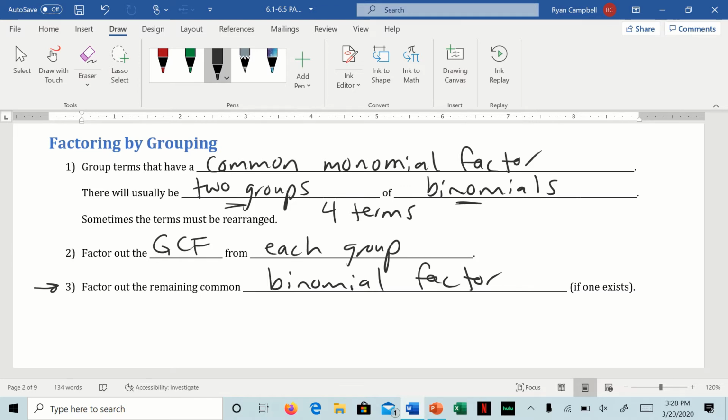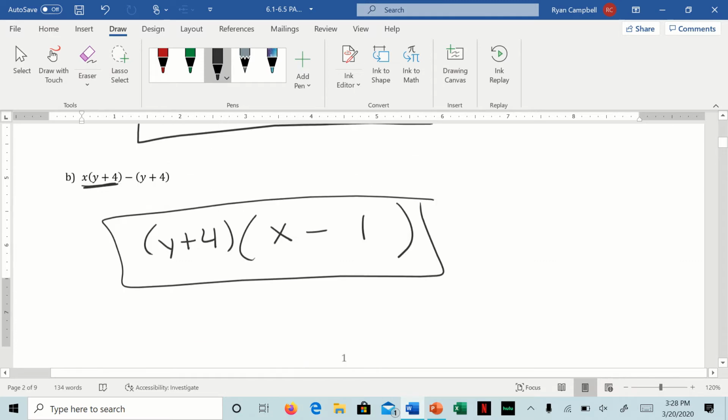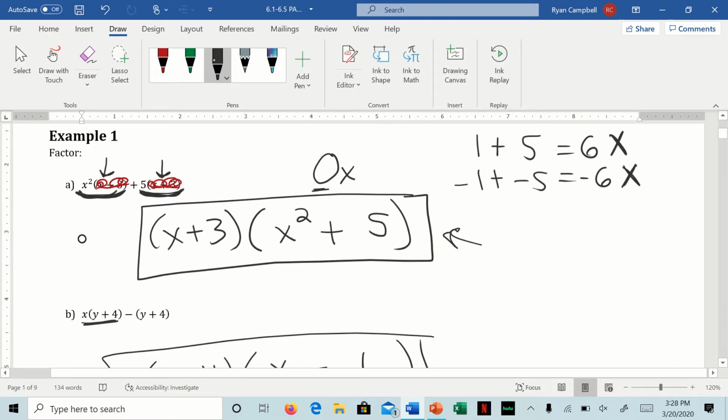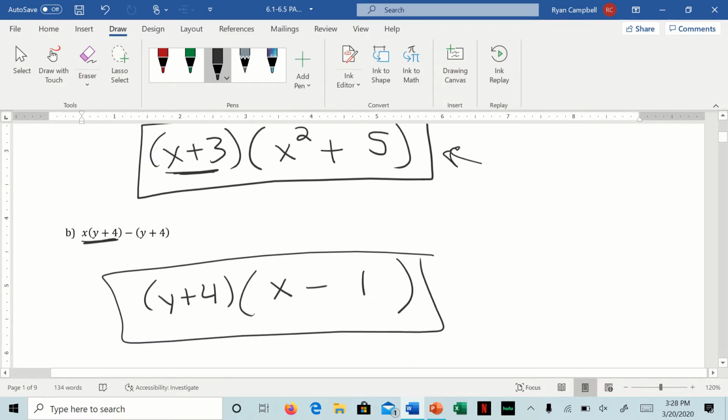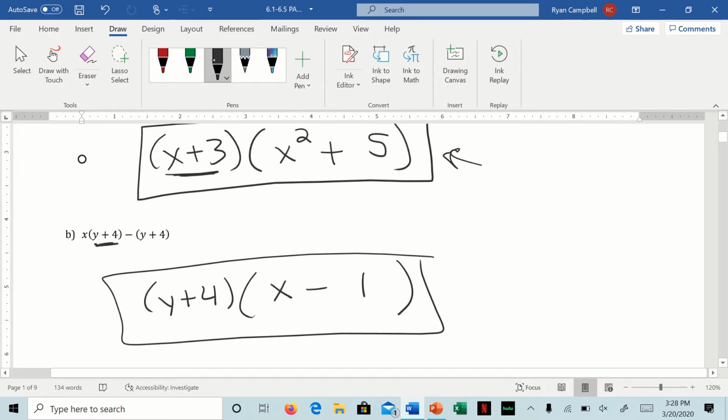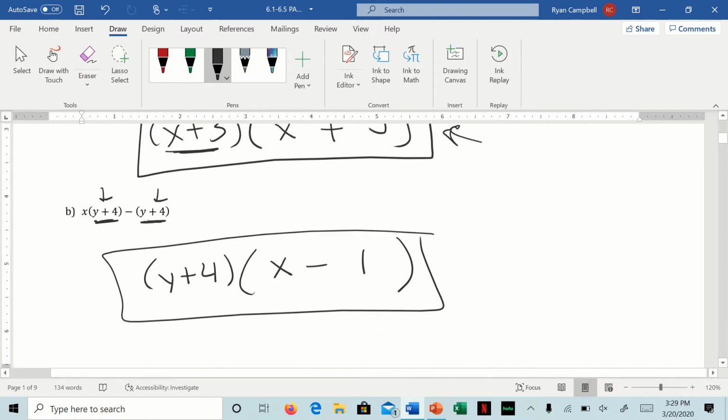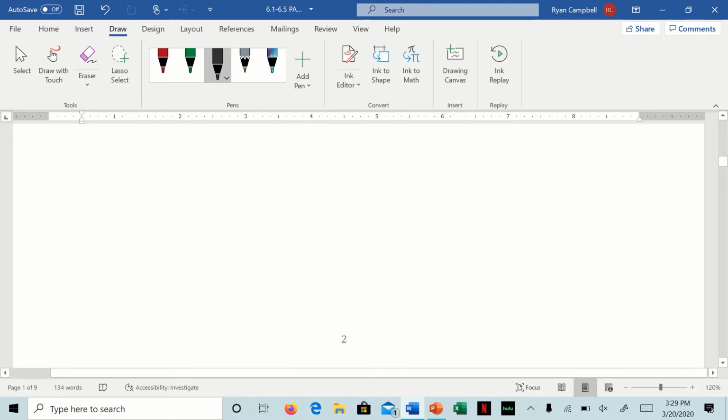What does that mean, a common binomial factor? Well, it's actually what we just did. In the first case, here are 2 groups, already factored, and we see that the binomial factor in common is x plus 3. When we factored that out, we are left with x squared plus 5. Same with this one: the common binomial factor is y plus 4, and then we have the x minus 1s left over. That's why I said we're kind of working backwards.